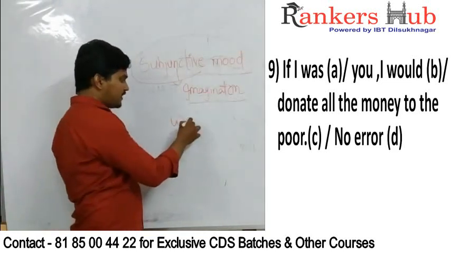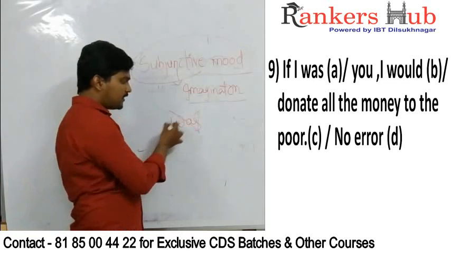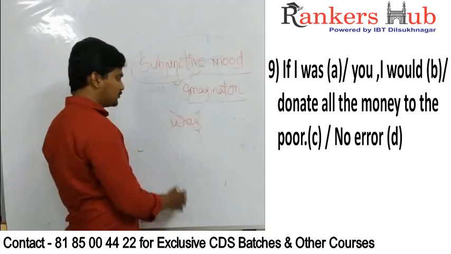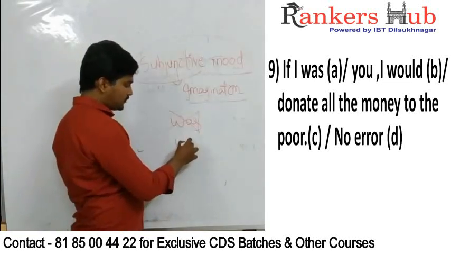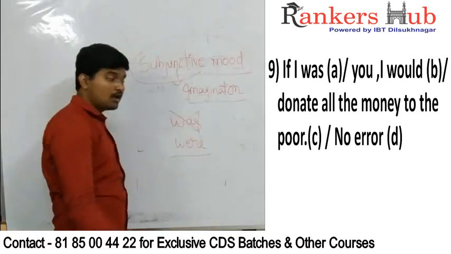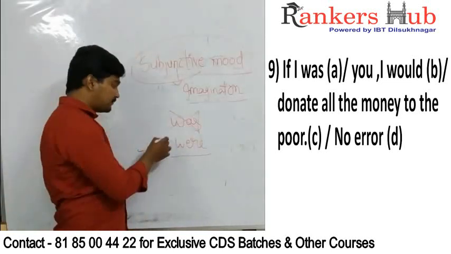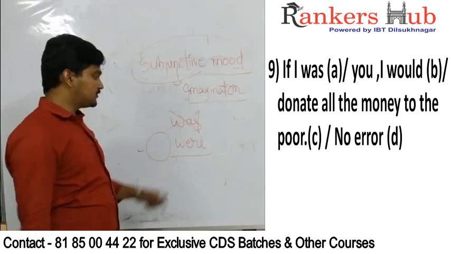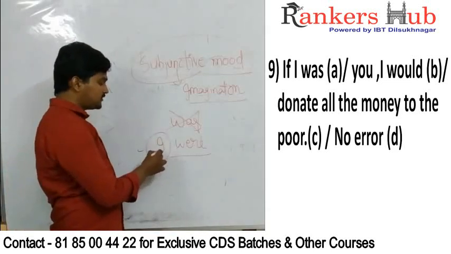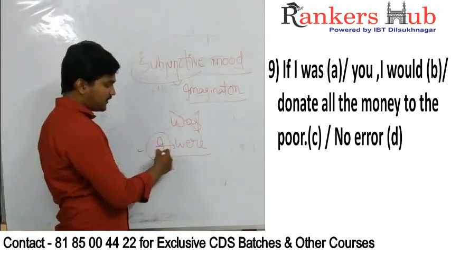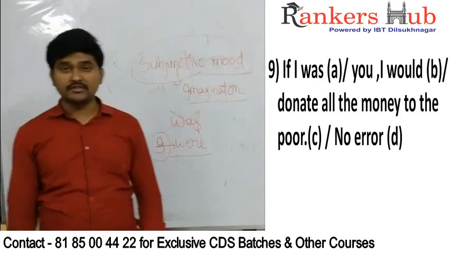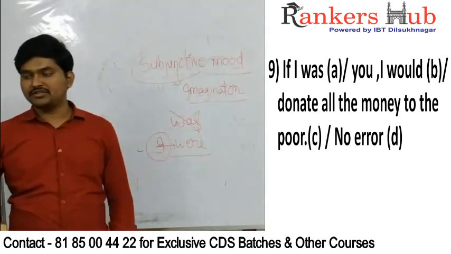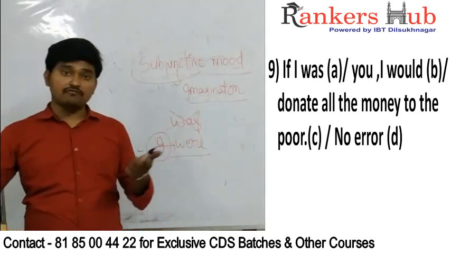If the sentence is in subjunctive mood, there is a standard rule. You should never ever use the word was. Instead of using was, you are supposed to use the word were, irrespective of the subject that you have here. The point is, you should not say I was, you should instead say I were. See, simply the correction is, if I were you, I would donate.